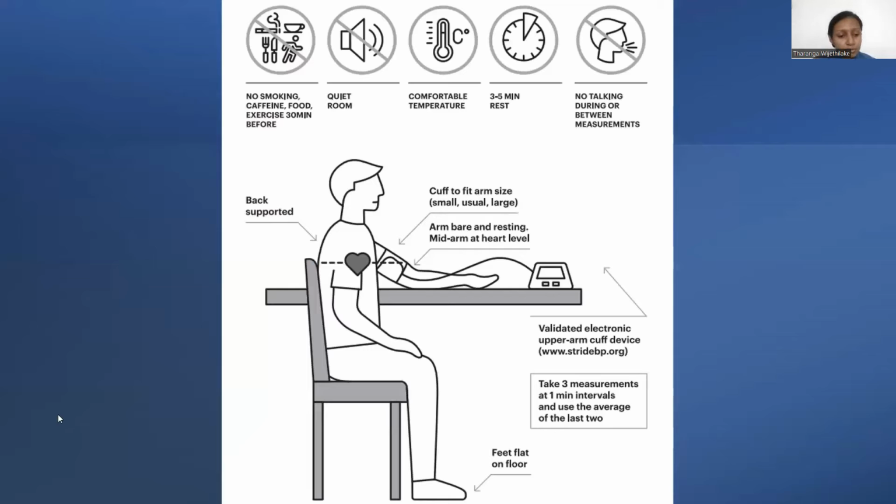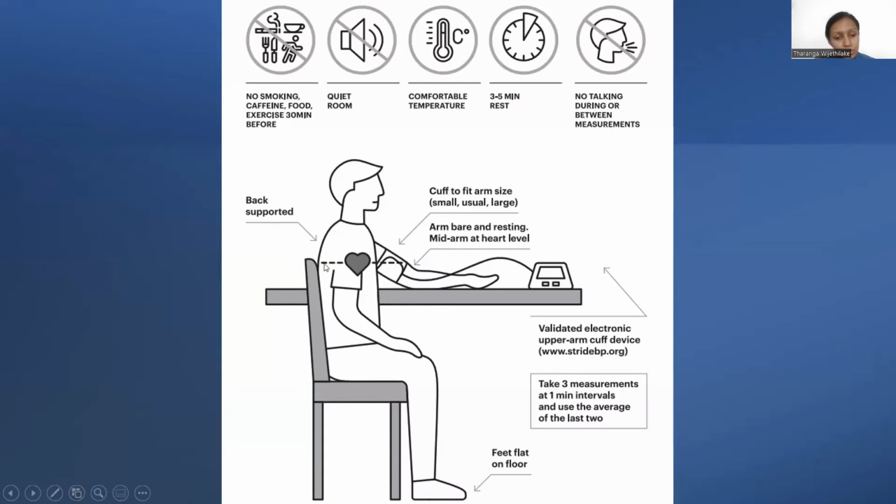So when you want to check somebody's blood pressure, make sure they're non-smoking, and they haven't taken caffeine or food, or exercised over the last 30 minutes. So they should be quietly sitting down for a minimum of 30 minutes before you check the blood pressure. The patient should be in a quiet room, at a comfortable temperature, with 3 to 5 minutes of rest after coming into the doctor's chair, and no talking during or between measurements.